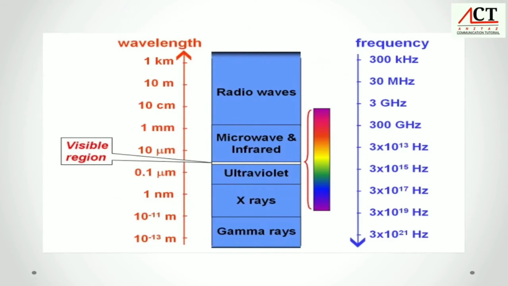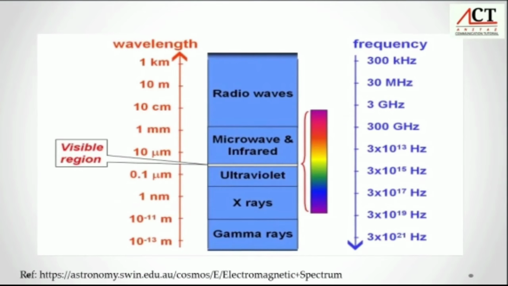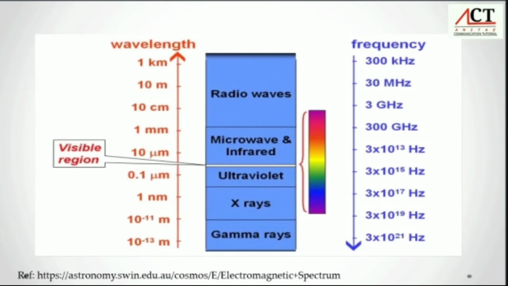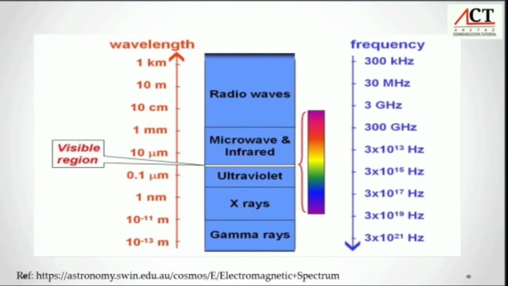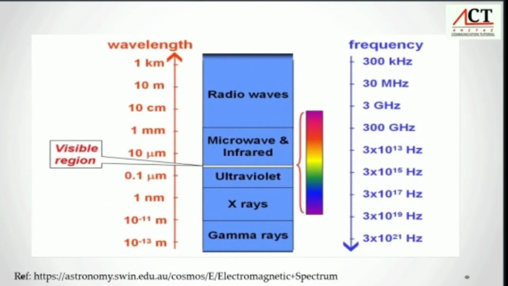Electromagnetic spectrum comprises of gamma rays, X-rays, ultraviolet rays, visible rays, microwave and infrared rays, and radio waves. Here in this image we can see the wavelengths and frequencies. This is given as the increasing wavelength and decreasing frequencies.